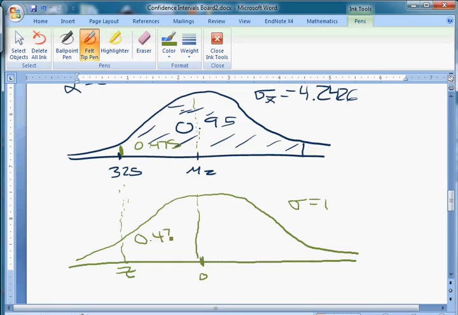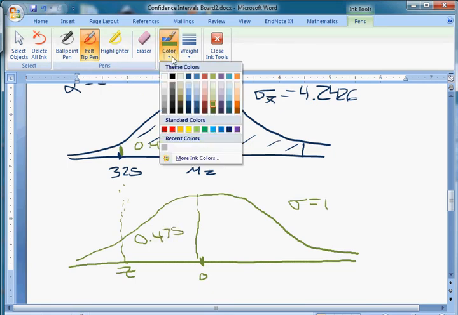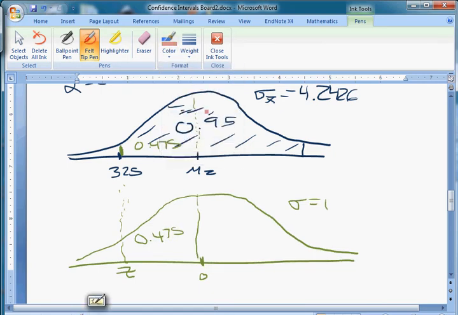To find that z, we look it up on a table. I use a 0 to z table, but 0 to z tables only show positive values of z. If you look up 0.475 in the body of a 0 to z table, what you'll find is that that corresponds to a positive value of z equals 1.96. We already did that for the first half. That means that this z is going to be negative 1.96.